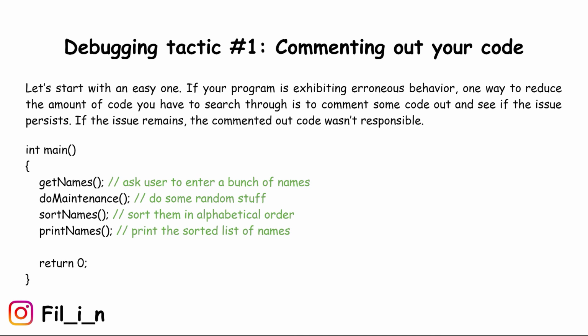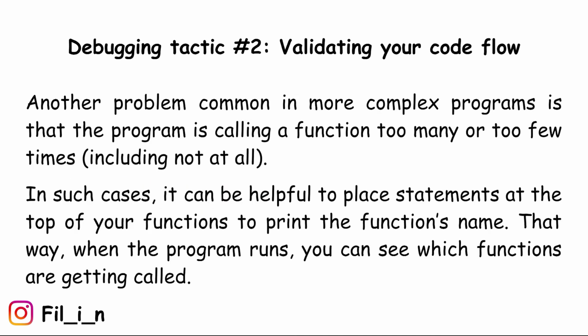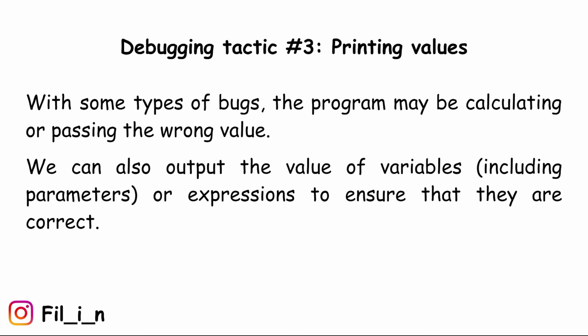Return 0. Another problem common in more complex programs is that the program is calling a function too many or too few times, including not at all. In such cases, it can be helpful to place statements at the top of your functions to print the function's name. That way, when the program runs, you can see which functions are getting called. With some types of bugs, the program may be calculating or passing the wrong value. We can also output the value of variables, including parameters, or expressions to ensure that they are correct.